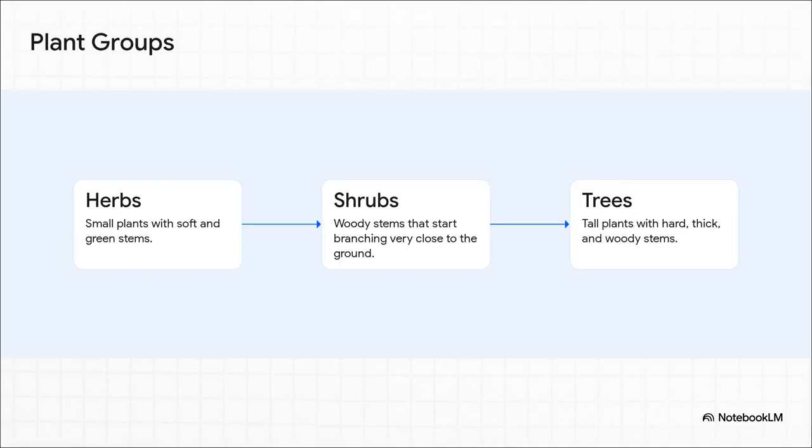Let's take plants, for instance. Just by looking, we can make some really simple groups. You've got your small, soft-stemmed plants, we call those herbs. Then you've got your medium-sized, woody plants like a rose bush, those are shrubs. And of course, you've got the big guys, tall trees with thick trunks. See? Simple observation gets us started.